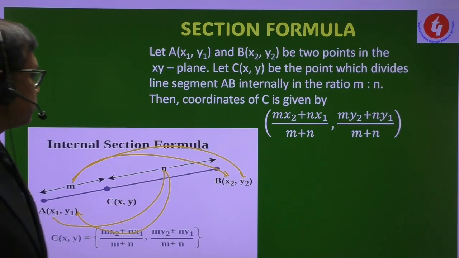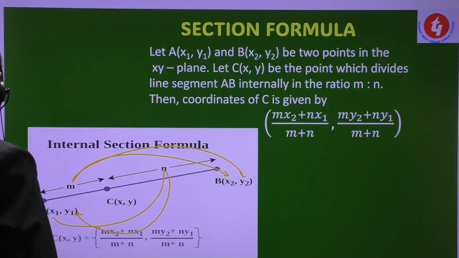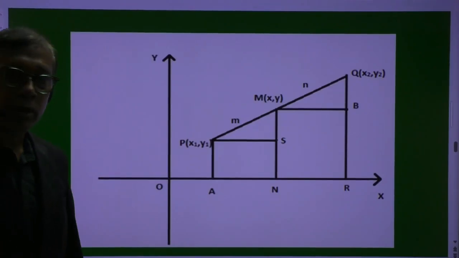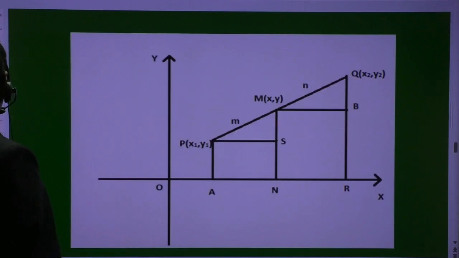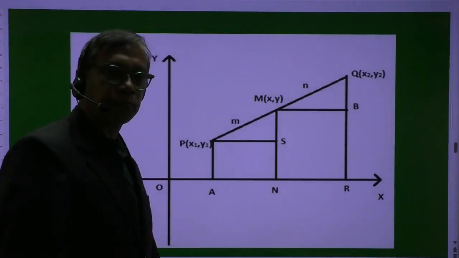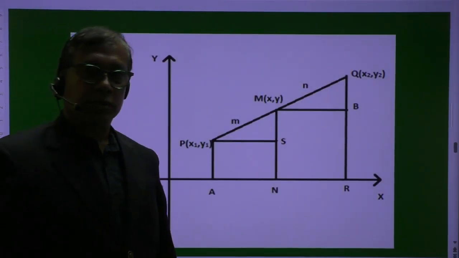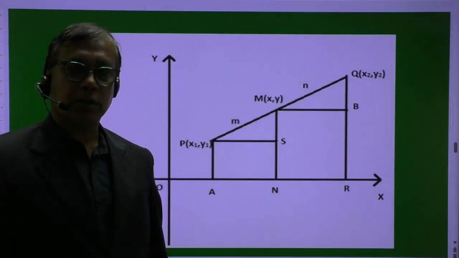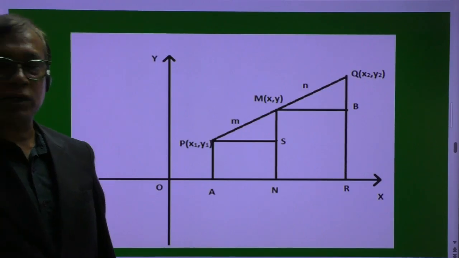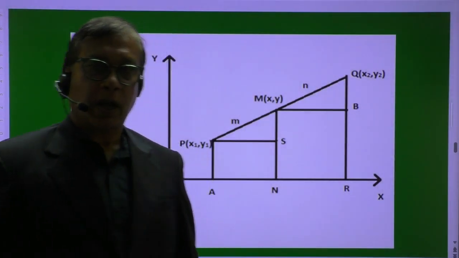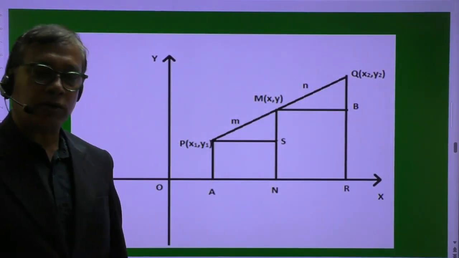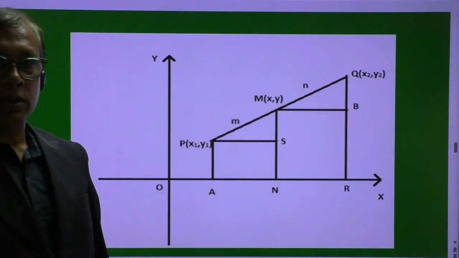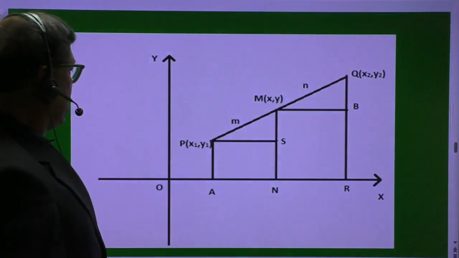Is it clear, students? Now I will show the proof of the section formula. Generally, the derivation of this formula in all books is done by the concept of similarity, but I'll show the proof without using the concept of similarity.